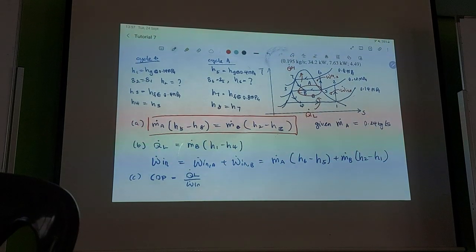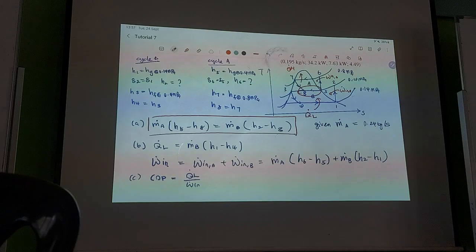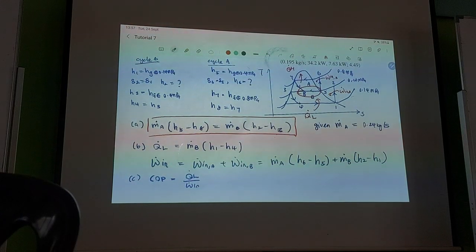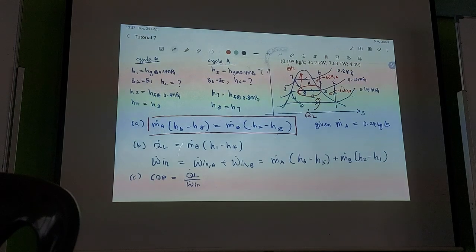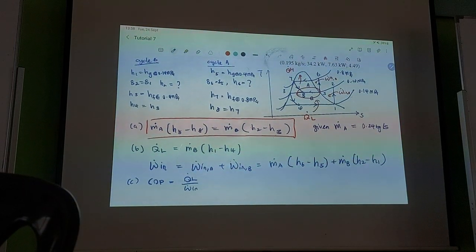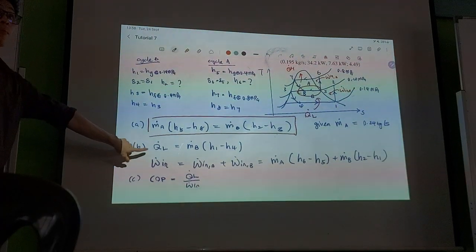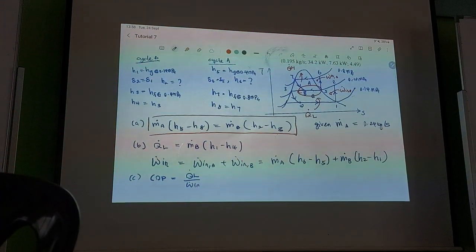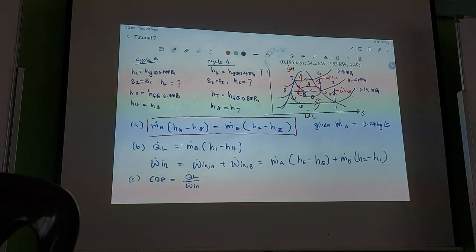Basically, for cycles A and B, these two, you refer back to how we do the ideal cycle. The ideal cycle has a very fixed method to find all the states, so there shouldn't be any issue. You can check the notes. The only catch here is this one. Be careful. There are 2 compressors, so you will always have 2 work in, but QL and QH remain as just 1.